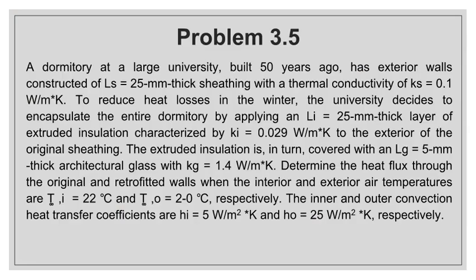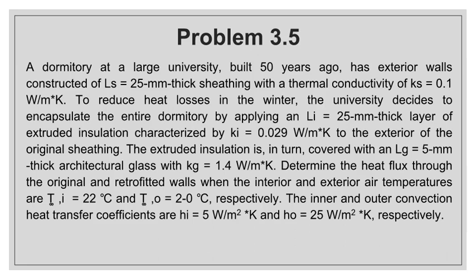Problem 3.5 states that a dormitory at a large university that was built 50 years ago has exterior walls constructed with 25 mm thick sheathing with a thermal conductivity of 0.1 watts per meter Kelvin. During the winter, to reduce heat losses, the university decides to encapsulate the entire dormitory by applying an insulation layer with a thickness of 25 mm and a thermal conductivity of 0.029 watts per meter Kelvin to the exterior of the original sheathing.